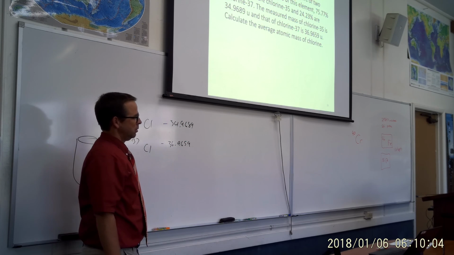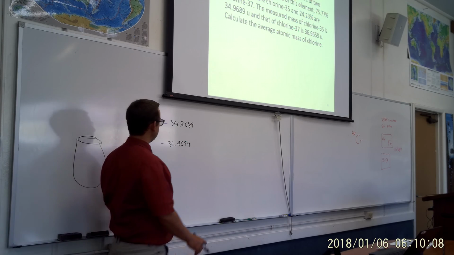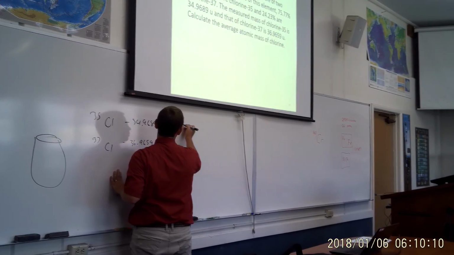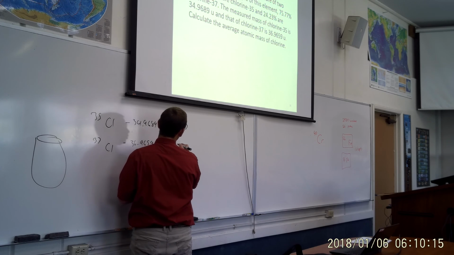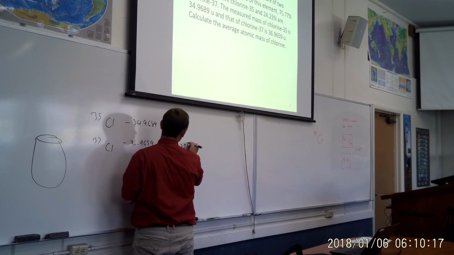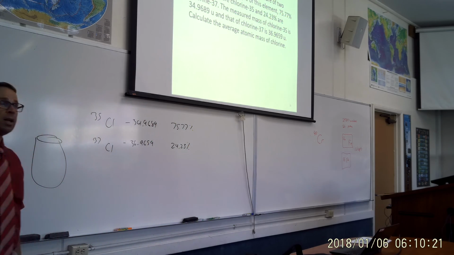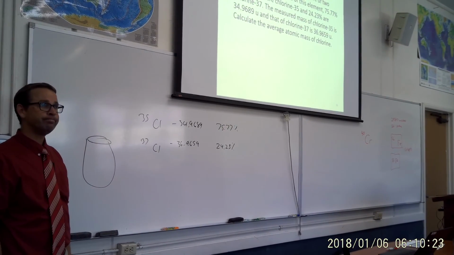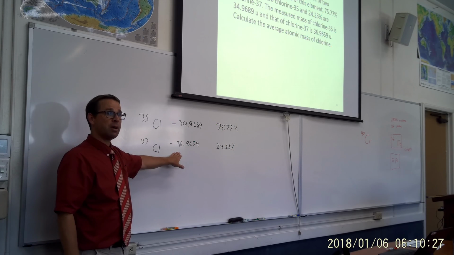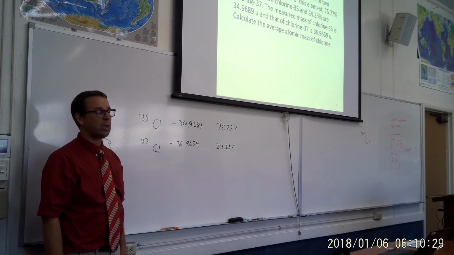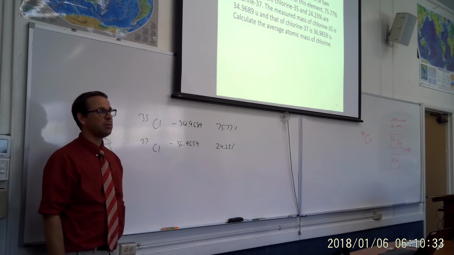But what if 75.77% of the atoms are chlorine 35 and 24.23% of the atoms are chlorine 37? Now can we find the average mass? Would it be just these two things added together divided by 2? It wouldn't be, right? So how do we fix that? How do we answer that problem?